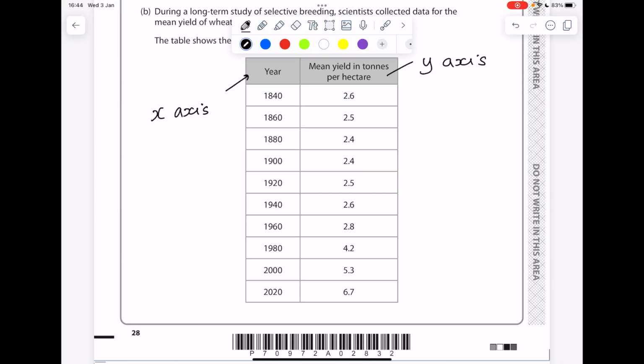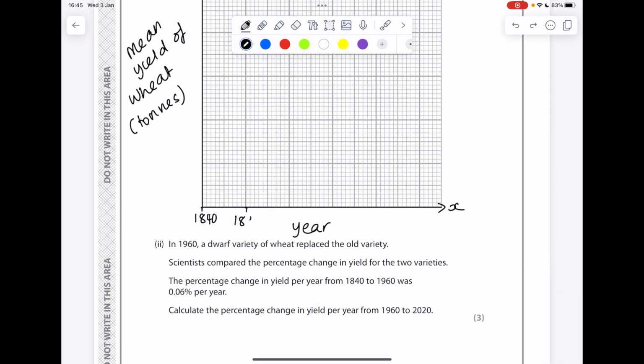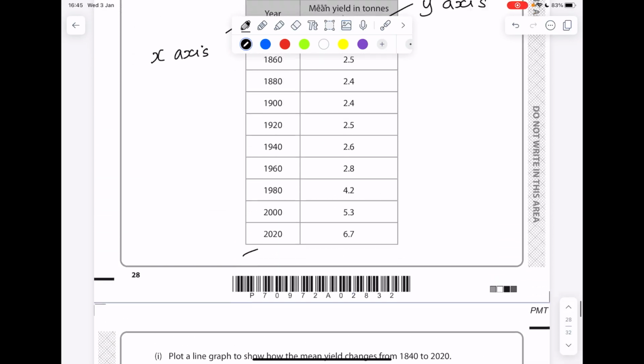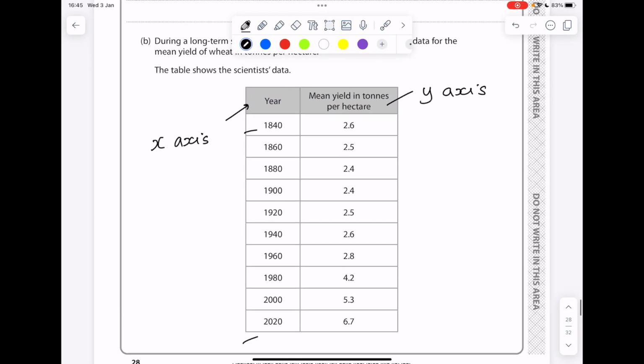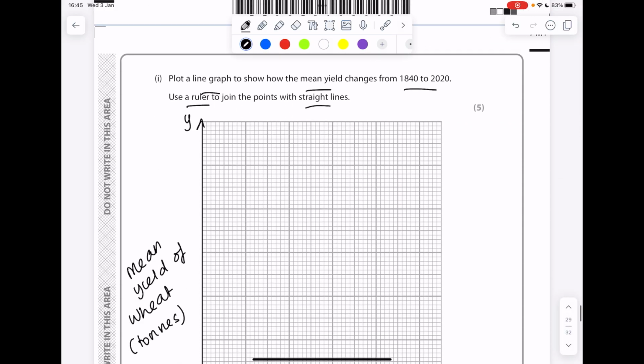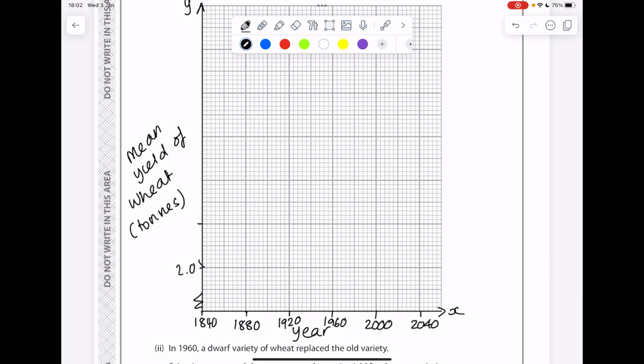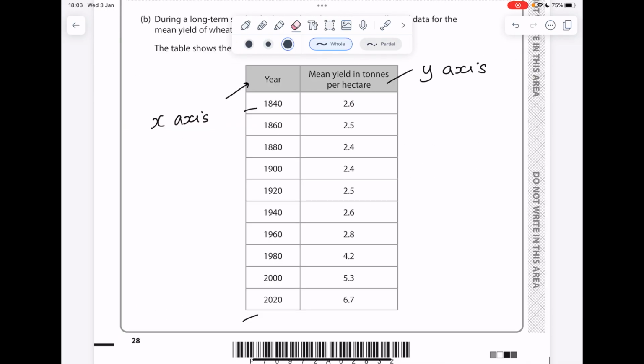Now choose a sensible scale, so we're going from 1840 to 2020. Let's go up in 40s. Our mean yield goes from 2.4 up to 6.7. So I'm going to go 2, 3, 4, 5, 6, 7, and I'm using up my graph paper nicely. Now I'm ready to plot.